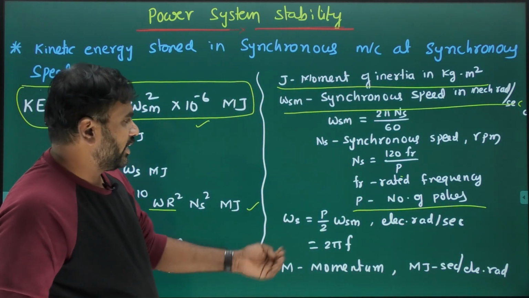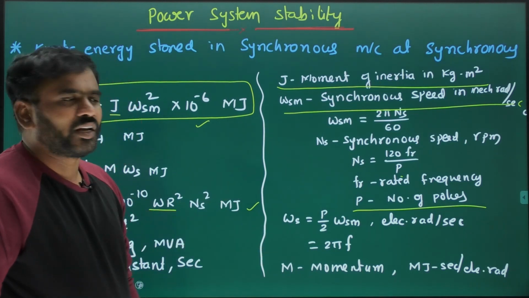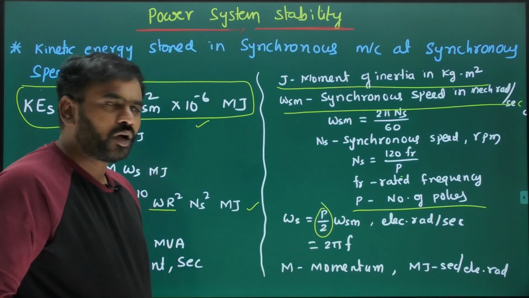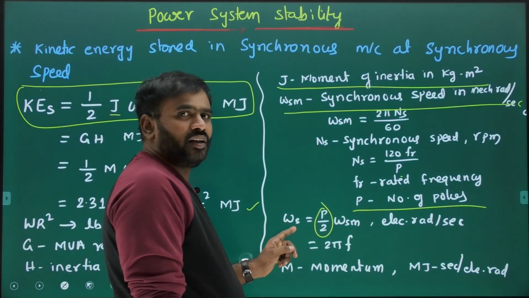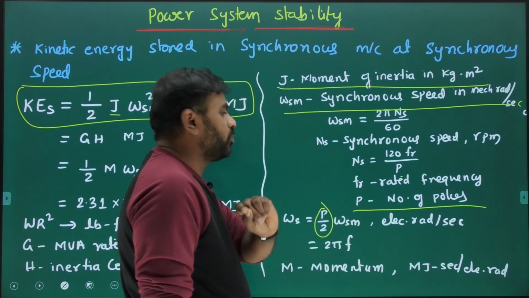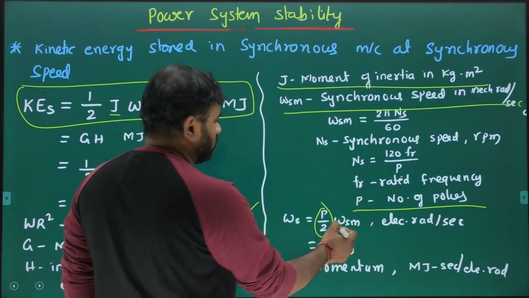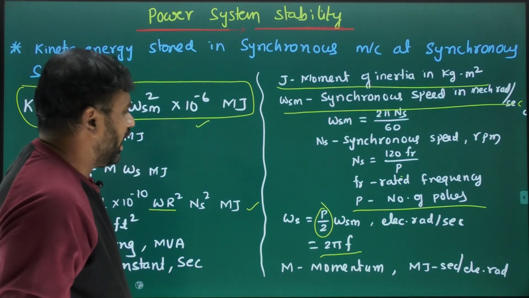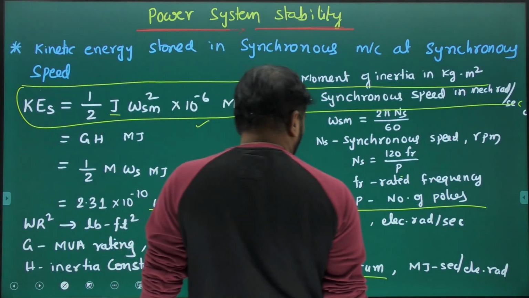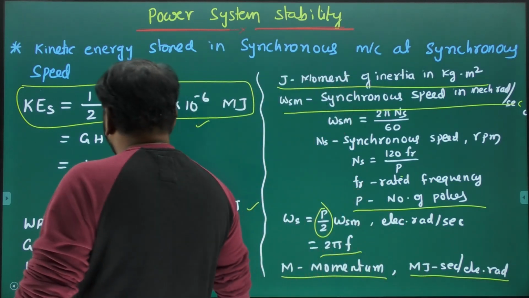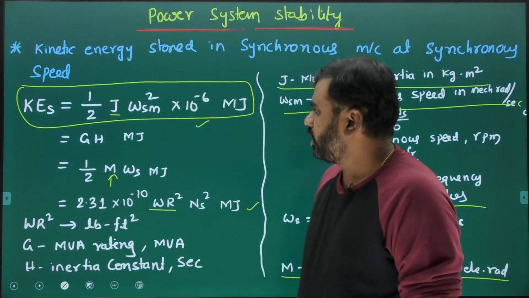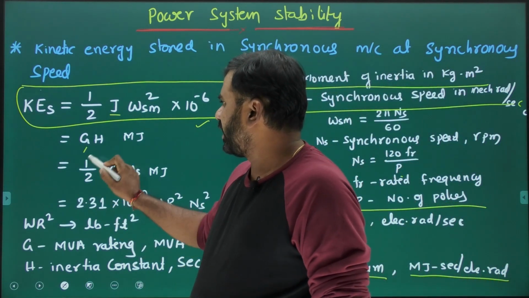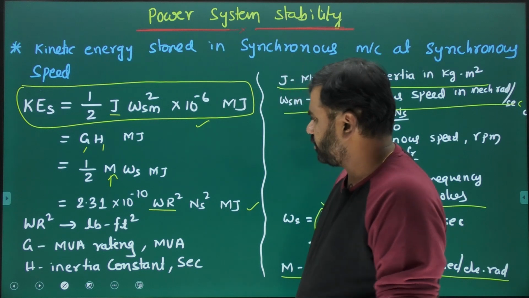Now if you want to calculate the synchronous speed in electrical radians per second, then you must multiply with P by 2, pair of poles. So electrical equals P by 2 times mechanical. If you solve this by substituting omega Sm equal to 2 pi Ns by 60, we get 2 pi f. And one more thing, M is what here? Momentum, that is in megajoule seconds per electrical radian. And G is the MVA rating and H is the inertia constant.